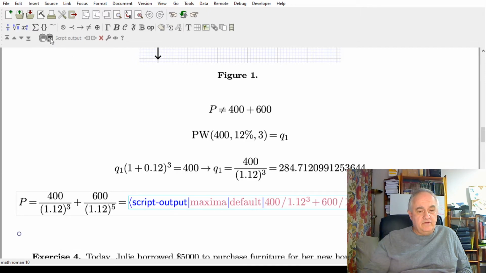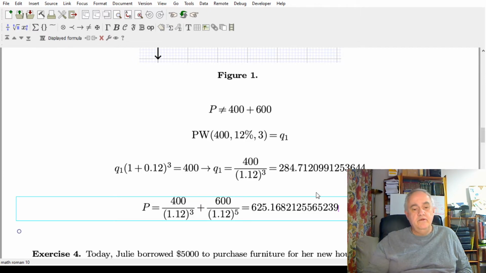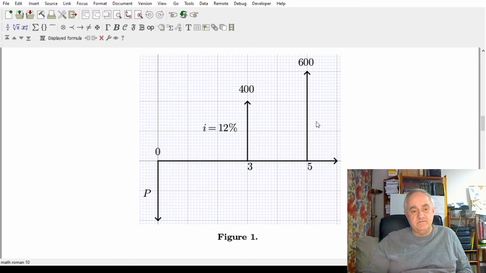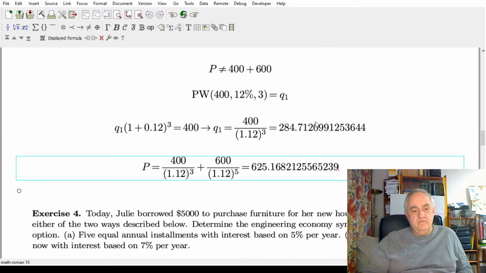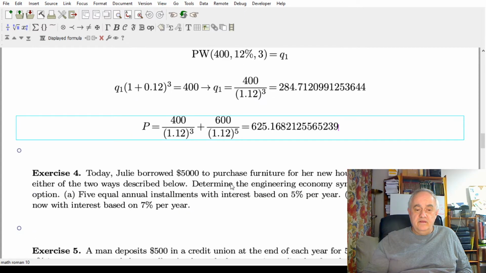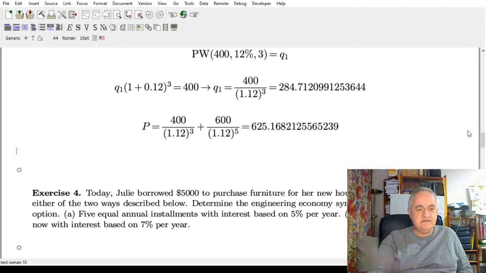Let's go back to the script. So this is the amount that if invested at this moment will reproduce the payments. Then if the upper part of the graphic has to be compensated or balanced by the lower part of the graphic, then P has to be this amount. Just to confirm, let's see what happens if we keep the money, this amount.